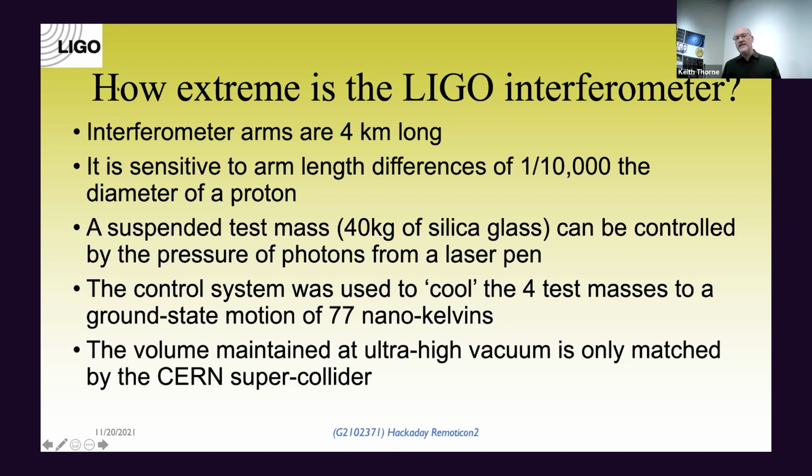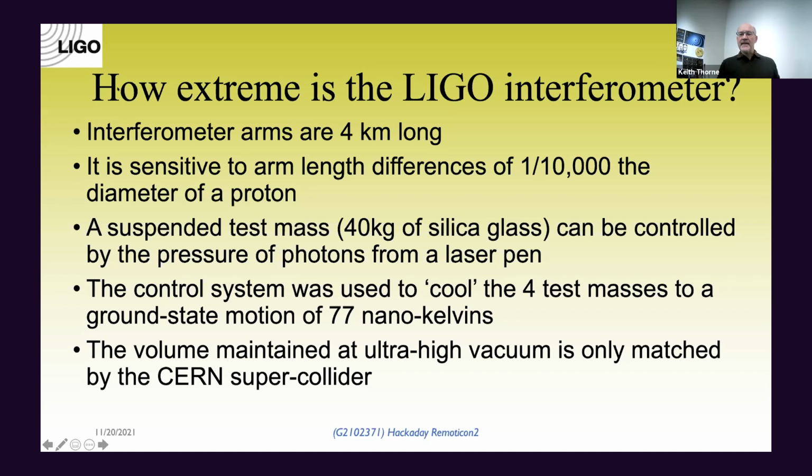In fact, our tube that goes out along the arms is 1 meter across, 3 mil stainless. Those arms have not been up from vacuum for almost 20 years. Which is a good thing, because if we popped a hole in there, it would take us 2 years to pump them back down. So we're a little insanely crazy about our vacuum system and valves. So that's how extreme the LIGO interferometer is.